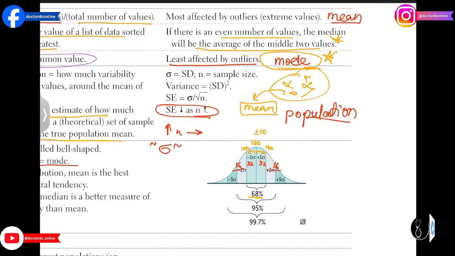Now, is the standard deviation affected by sample size? The answer is no. The sample size has no effect on standard deviation, only on standard error of the mean. What is the effect of sample size on the standard error of the mean? As we said, standard error of the mean decreases as the sample size increases.